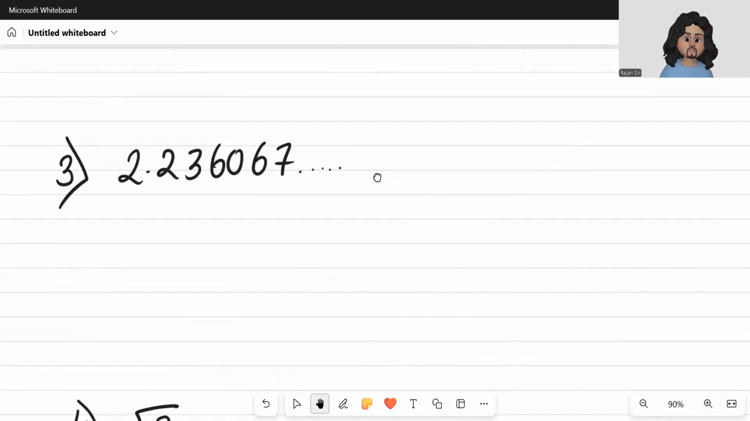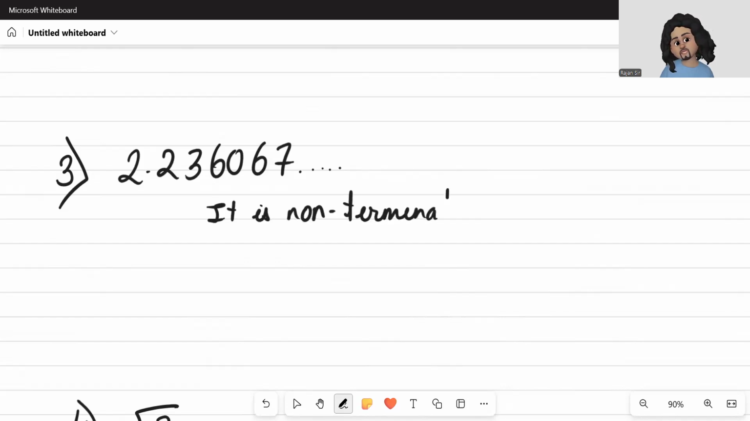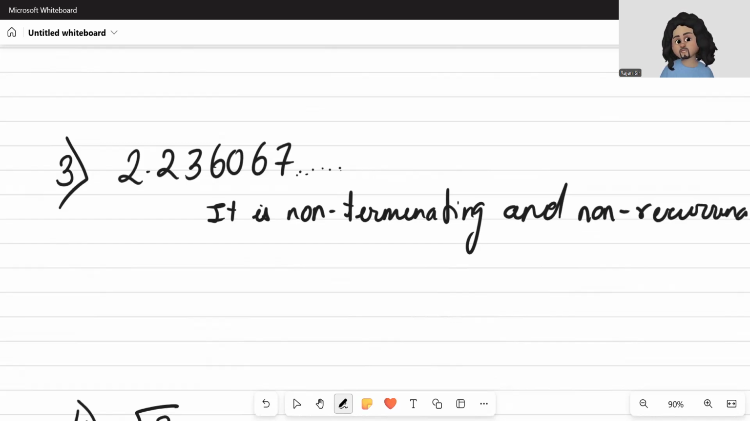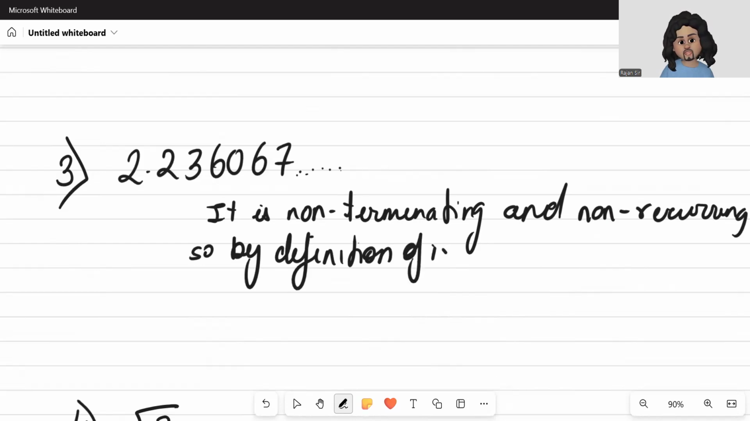So let's go for the next one. 2.236067 dot dot dot. As you can see here, it is non-terminating first of all, and if you see, none of the numbers are getting repeated. This means the number series will keep on going, and non-recurring. So by definition of irrational numbers, therefore it is an irrational number.